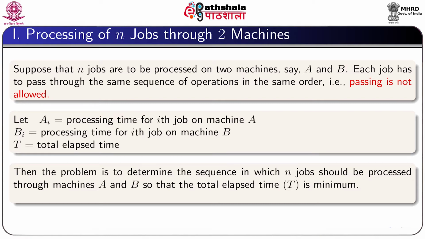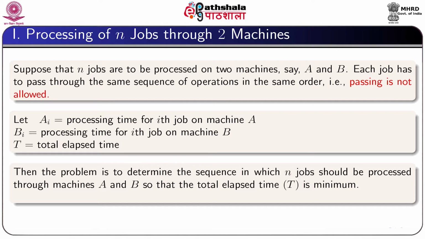Now, we proceed to discuss type 1 job sequencing problem, that is processing of n jobs through 2 machines. Suppose that n jobs are to be processed on 2 machines, say A and B. Each job has to pass through the same sequence of operations in the same order, that is, passing is not allowed here.